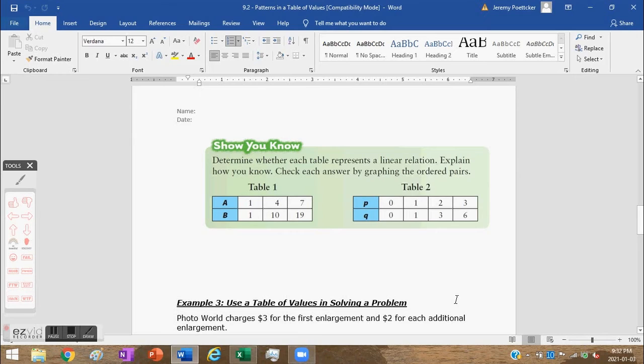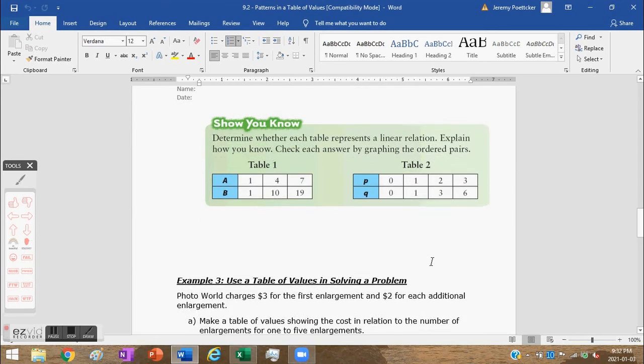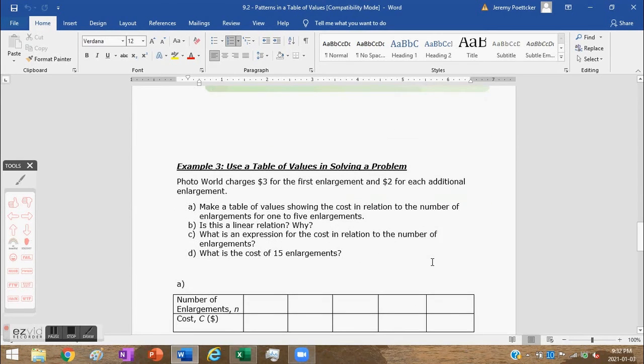Your turn. Show you know. Determine whether each table represents a linear relation. Explain how you know. Check each answer by graphing the ordered pairs. So give it a try. Remember that in order to have a linear relation, the difference in each set of numbers has to be the same each time. All right, so give that a try for both of them. And prove it to me with a graph.